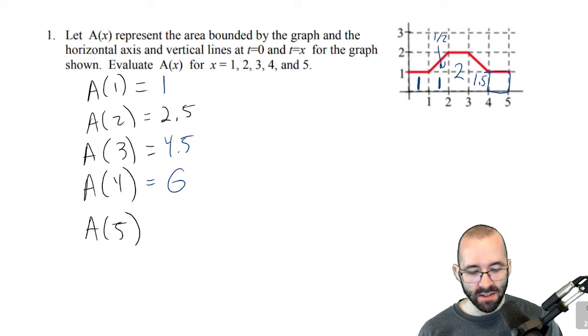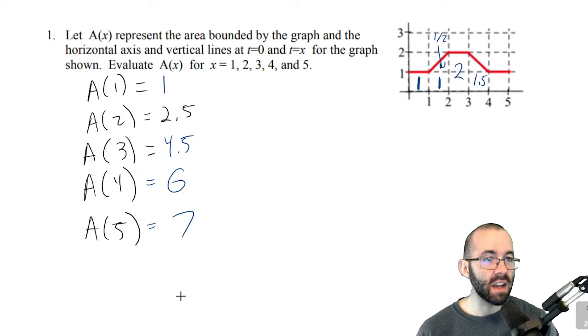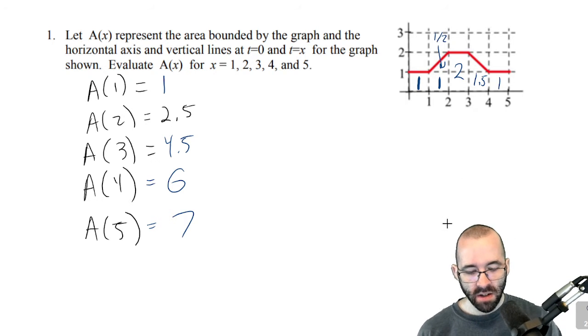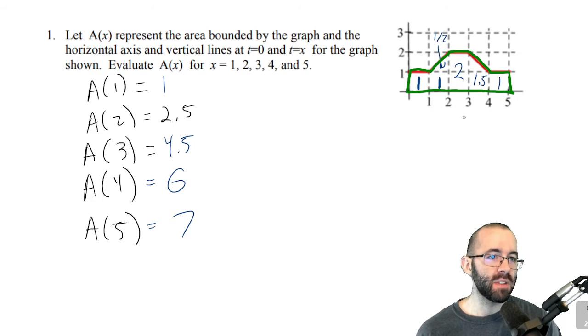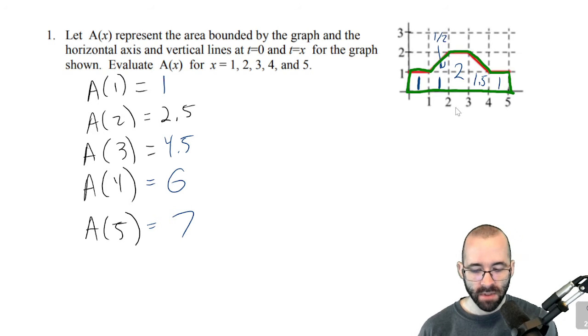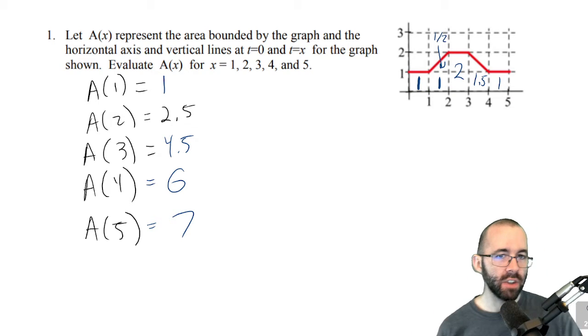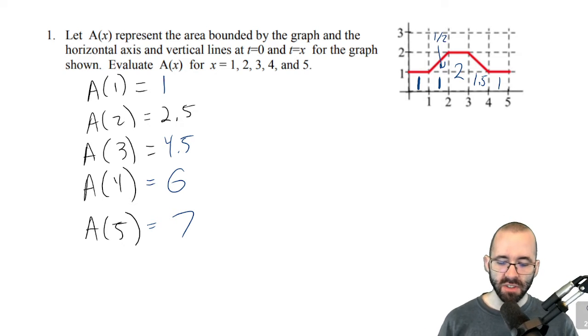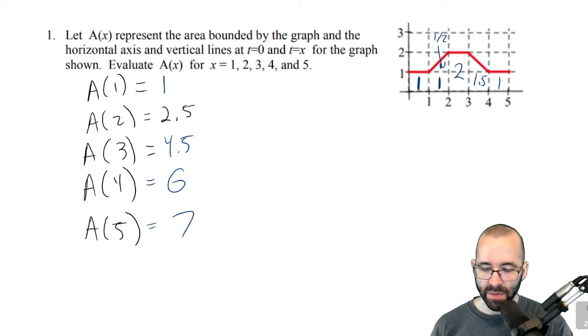Area of 5 just adds another box to the previous area. It's going to be 7. A of 5 equals 7 because if we look at this whole area, it adds up to 7. That's what this first question is really having you go for, but it's worded in a kind of a confusing way, so that's why I wanted to do it on the video.